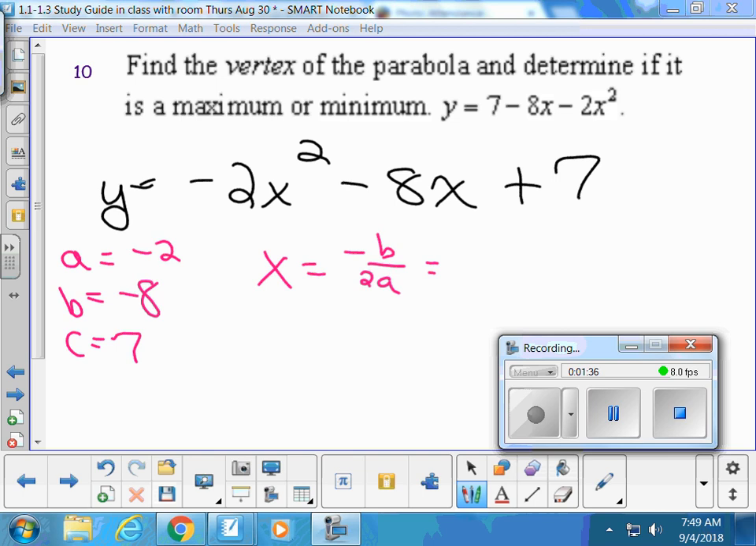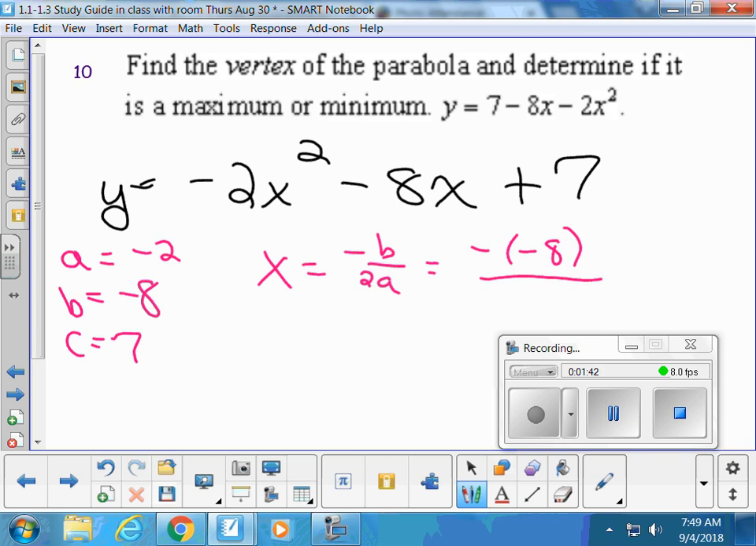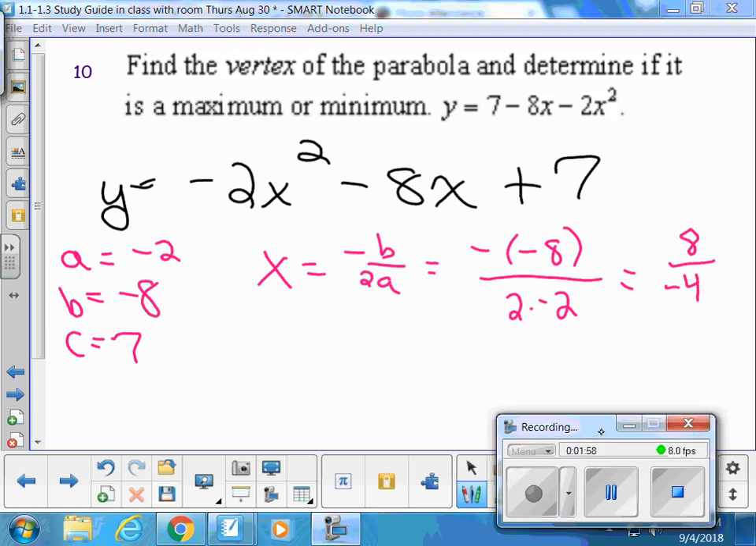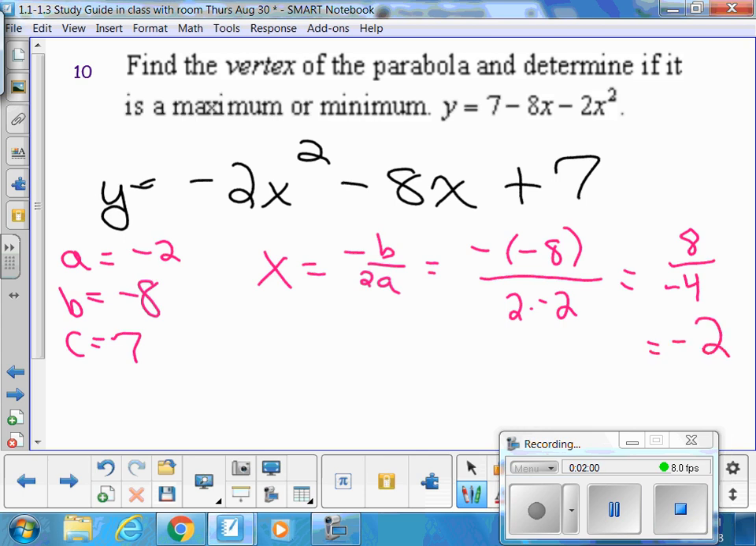All right, so negative b, that's a little difficult because it's going to be a negative, negative 8. So that will turn positive. 2 times a will be 2 times negative 2. And just be careful, we have three negative signs we're dealing with. Going to have a positive 8 on the top, a negative 4 on the bottom, and so that's a negative 2. We just got ourselves the first half of our vertex.